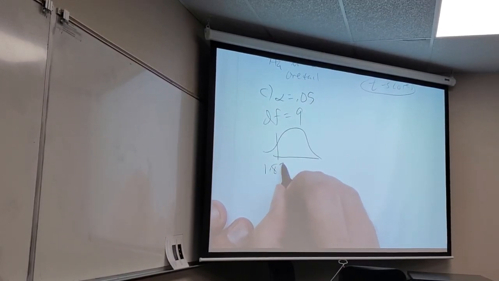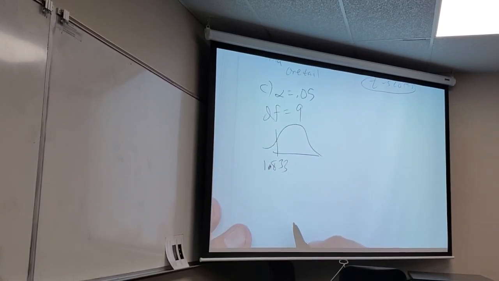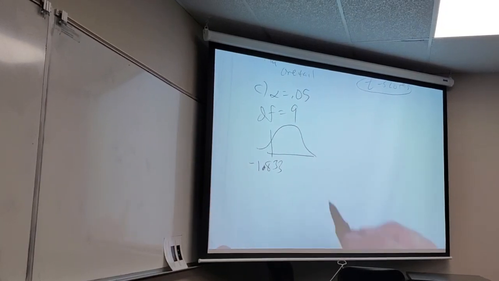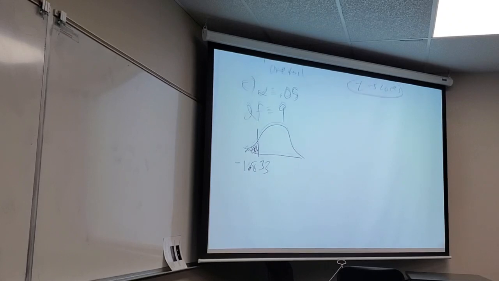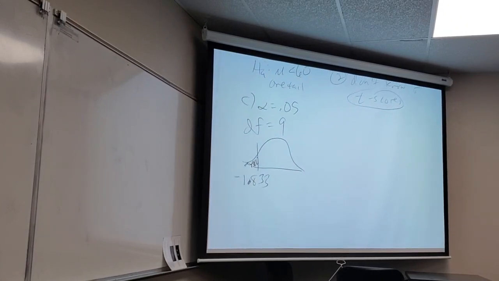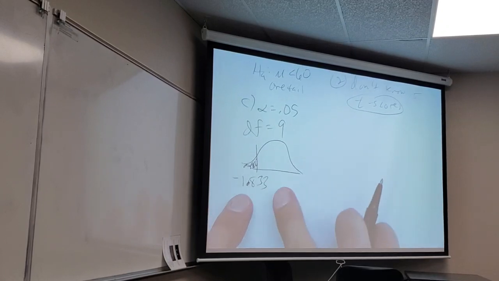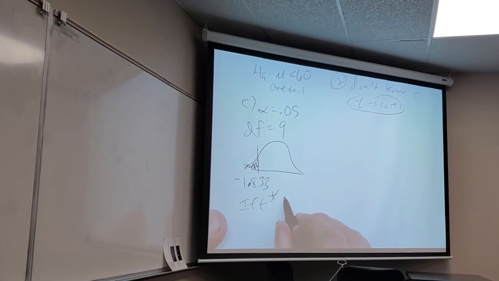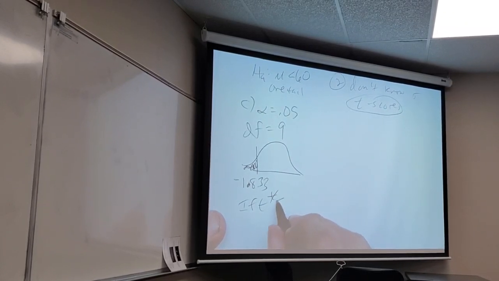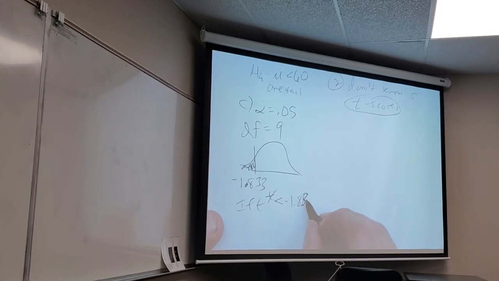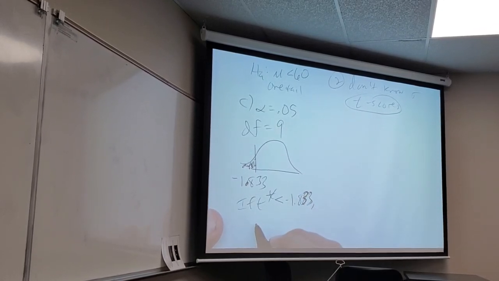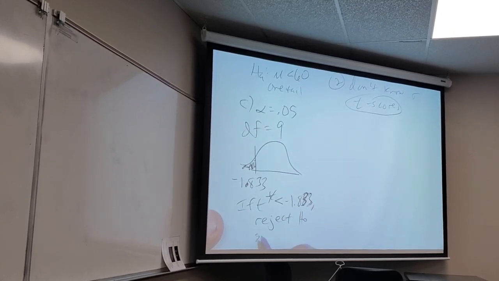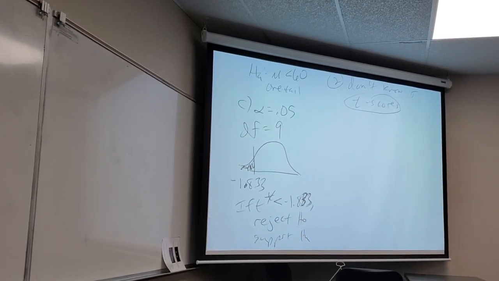Do I put 1.833 there and everything's good? Does that look okay? There we go. Okay. I could see in Sam's eyes, she's like, is he okay? No. How do I say this in words? If my t-star gets in there, how do I say that? If t-star is less than? We can do what? Check. Okay.